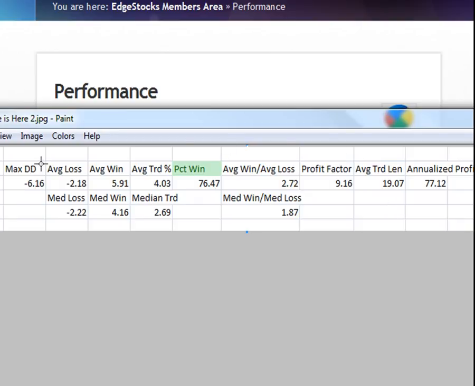But what I did this number to reflect is, if you were able to magically pick the very worst trade, the worst drawdown that you would have had is 6%. And the profit factor is 9.16 to 1. What this number means is, for every dollar that you lose, you make 9. And so this is currently annualized to a 77% profit with no leveraging.